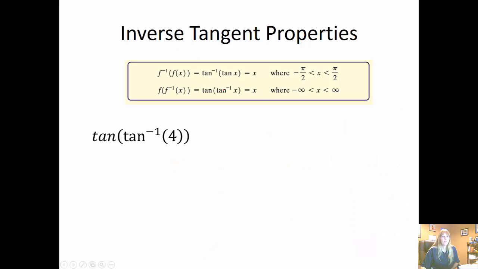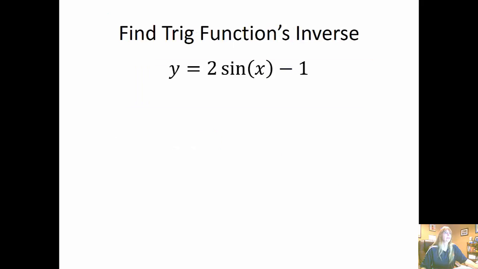If I'm looking up here, I see as long as that value is between negative infinity and infinity, it's all good. So it's good, right? So I just use that answer. And so that's the inverse for tangents. Now, what we're going to do is go back to when you learned how to find inverses.